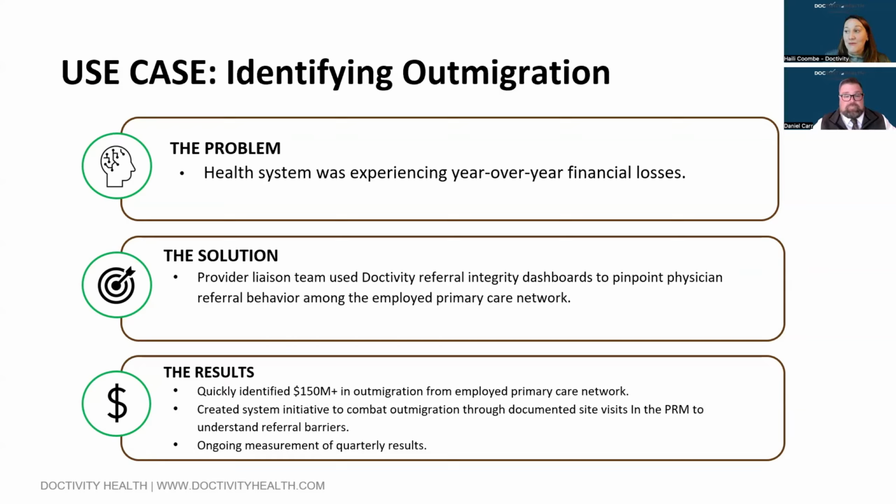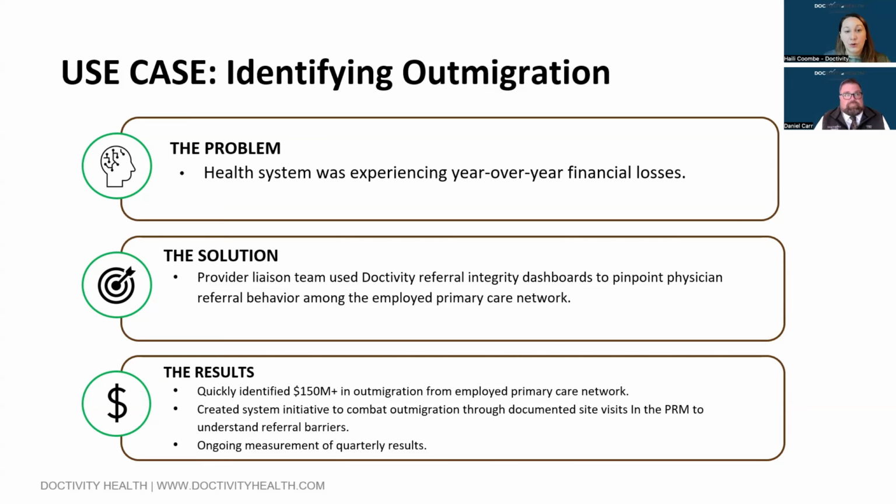So, one of my favorite examples of the work from the liaisons is with this particular use case. One of the health systems we've been working with was experiencing year over year financial losses. They knew they had a problem, they knew they were leaking, but they couldn't pinpoint it. They didn't have the right data set to really understand the outmigration, what services, what providers, what practices. And again, that's where the Doctivity data really came into play.